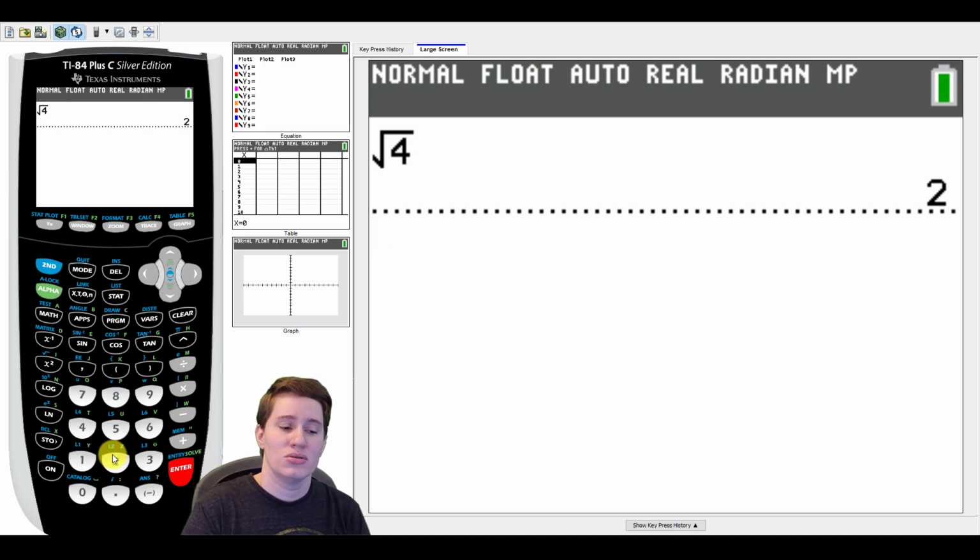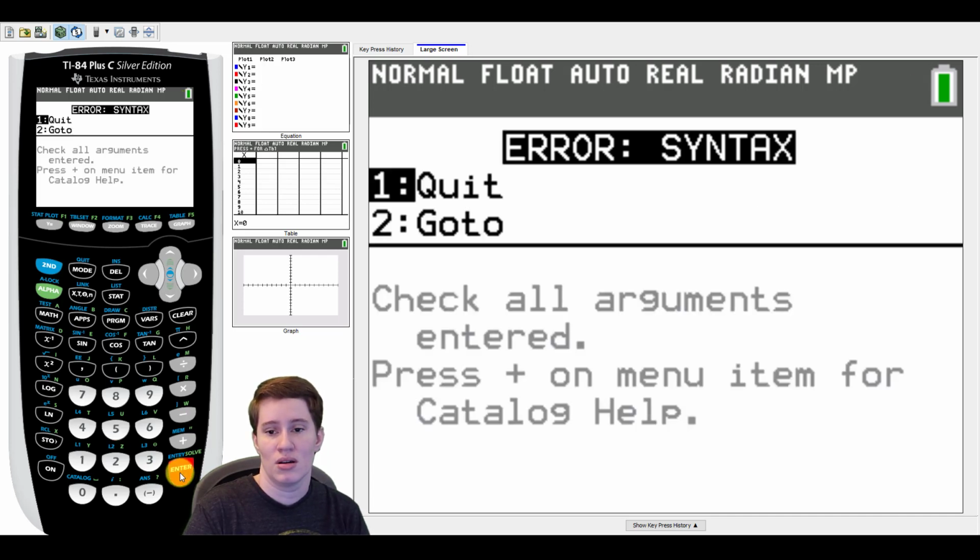So I want to show you a syntax error real quick. So let's say we do -3, and we're trying to do -5. I think this will give me an error. -3 minus 5, but I pressed the negative button twice. So here my error says syntax.